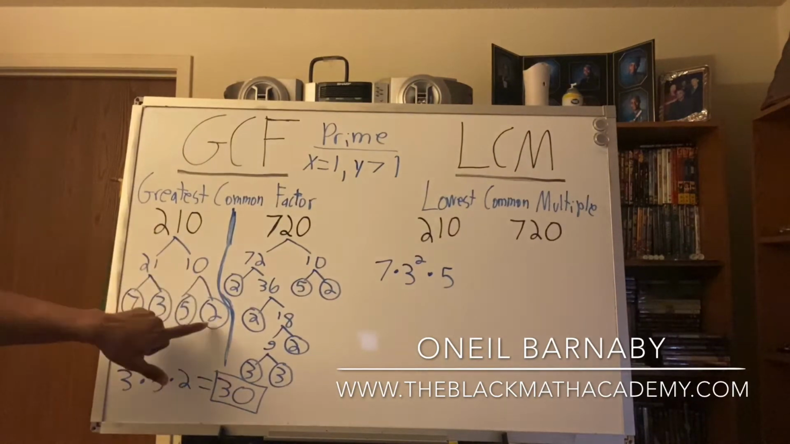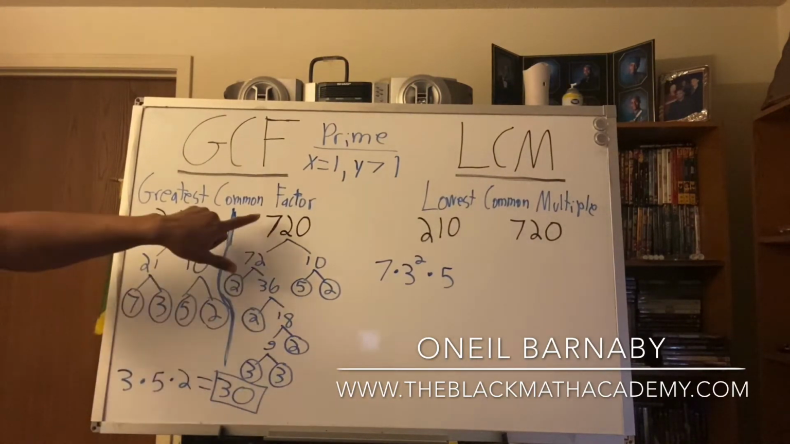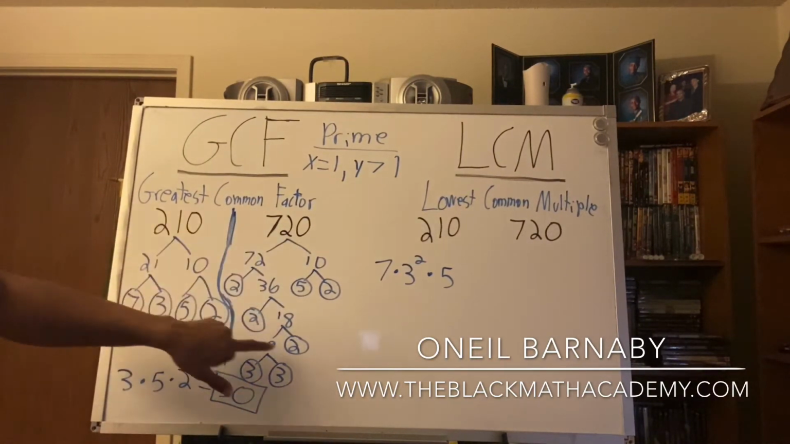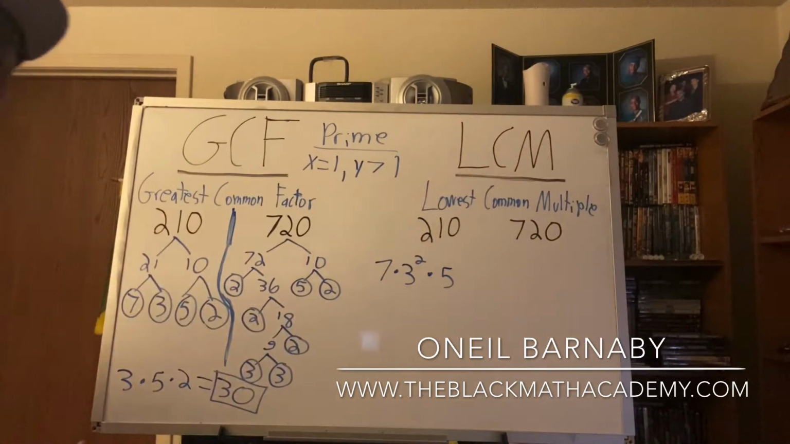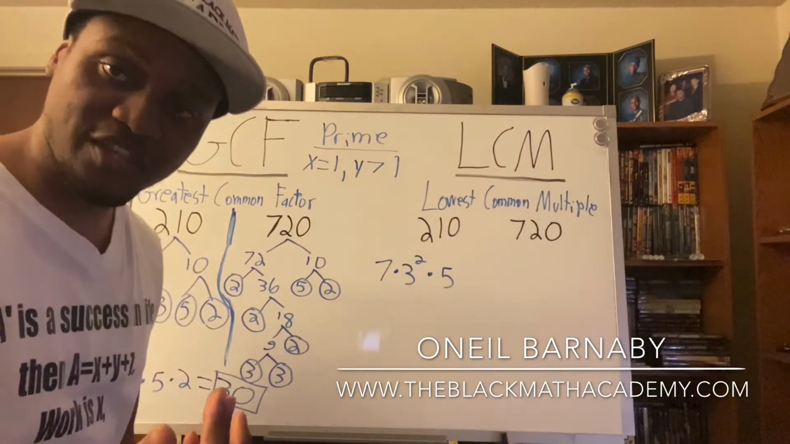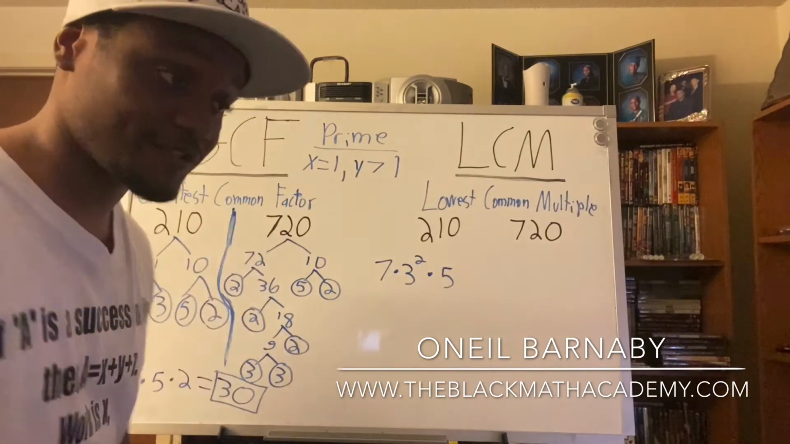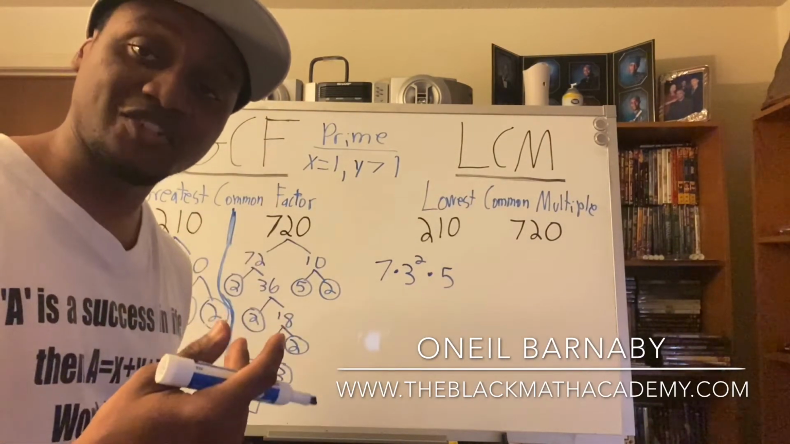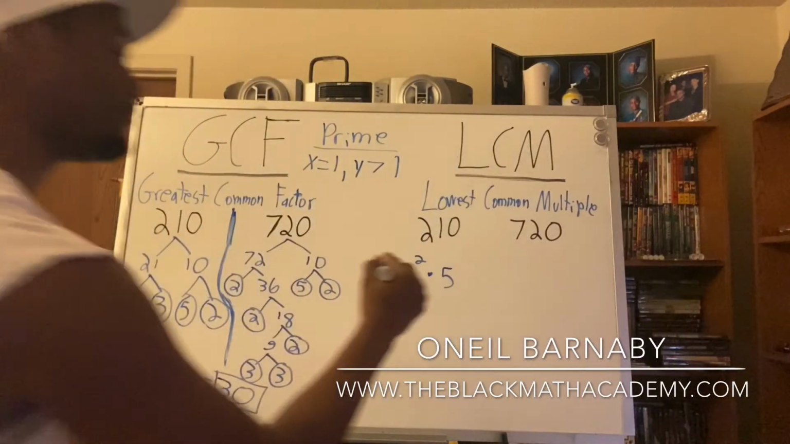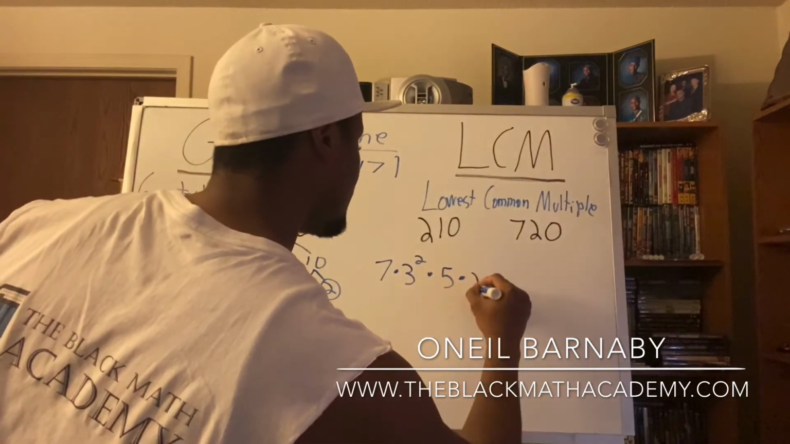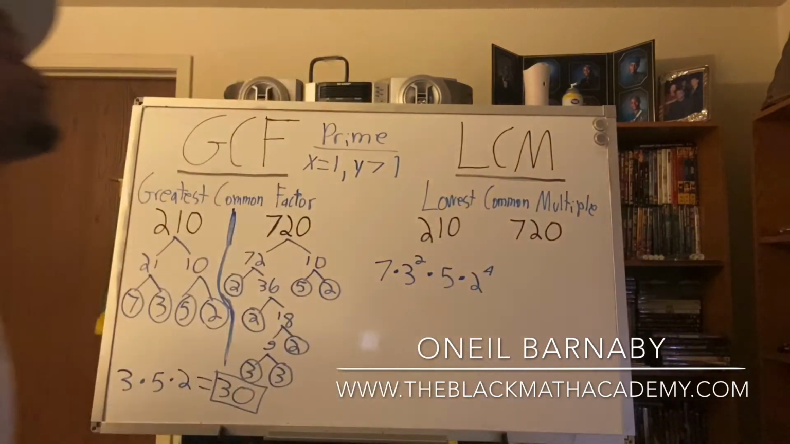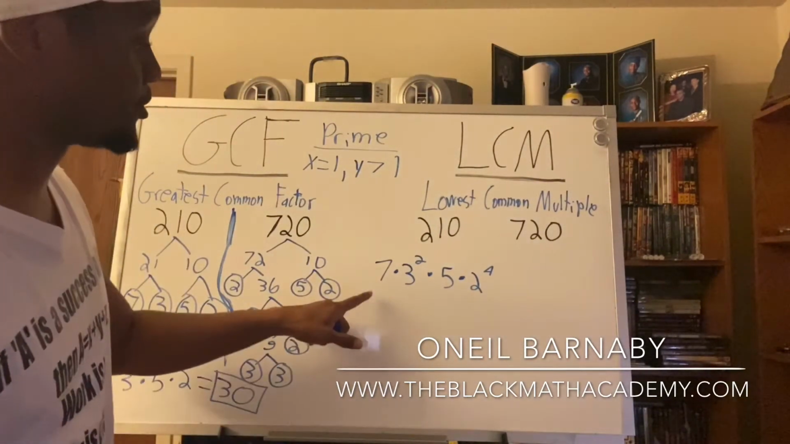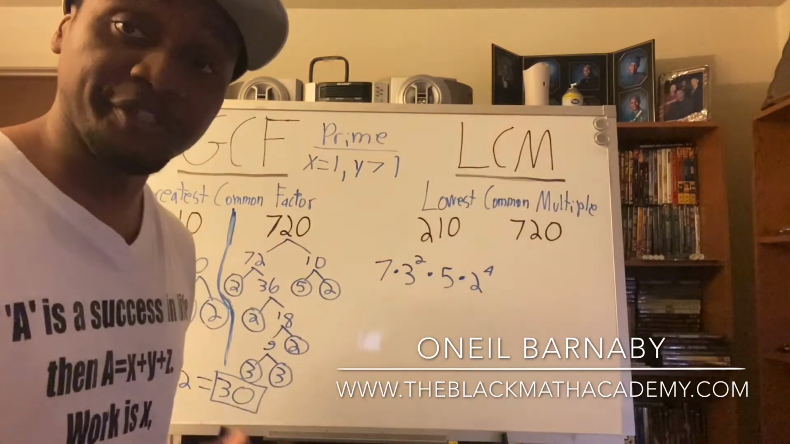And 210 has 1 2. 720 has 1, 2, 3, 4 2s. The greatest number of times we see that 2 is 4 times. So we're going to multiply that on either side. So we're going to multiply that 2 4 times. So times 2 to the 4th power. Okay? And in this instance, this product will be the LCM.